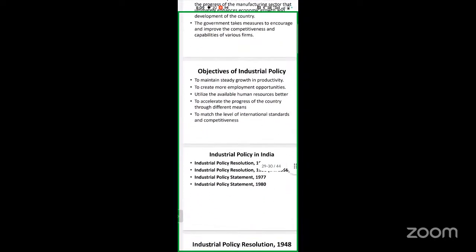Then the objectives of industrial policy are: to maintain speedy growth in productivity, to create more employment opportunities in India, to utilize the available human resource in a better way, to accelerate the growth process of the country through different means, and to match the level of international standard and competitiveness. These are the basic objectives of industrial policy. Very easy to understand.